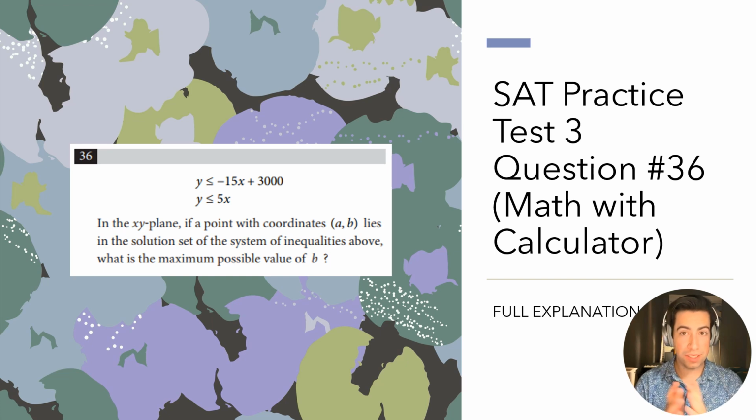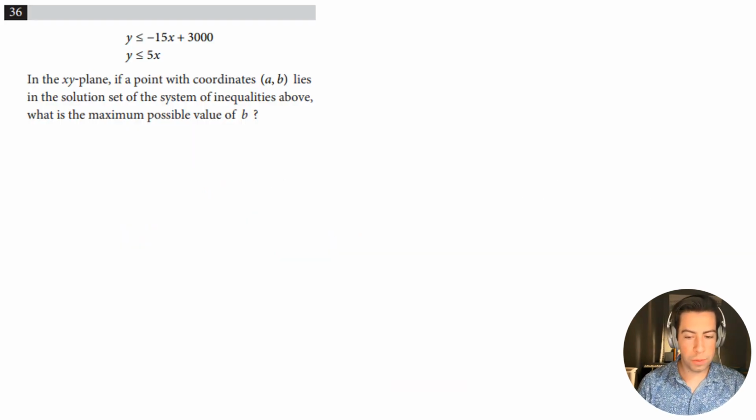Okay, question number 36, let's get right into it. So we are given these two inequalities here, and it says in the xy plane, if a point with coordinates a, b lies in the solution set of the system of inequalities shown above, what is the maximum possible value of b? So guys, let's go ahead and sketch what these graphs should look like.